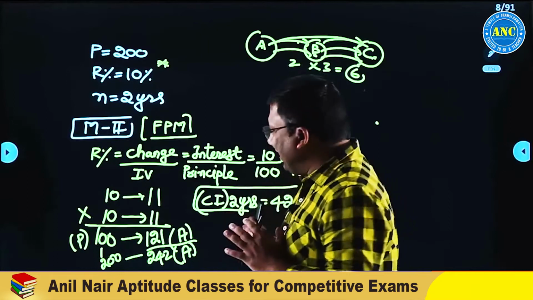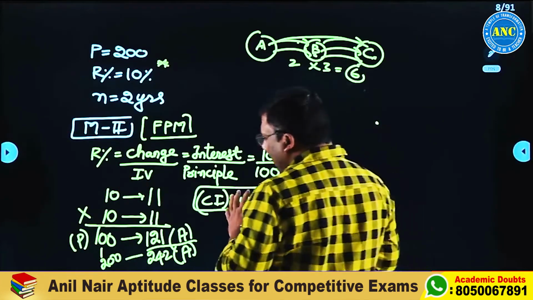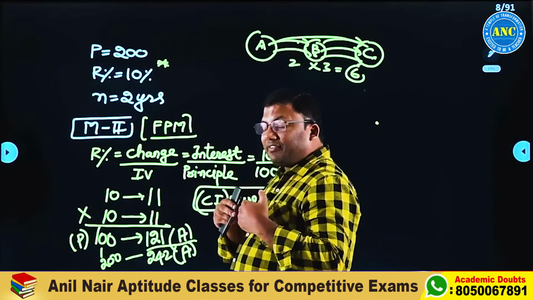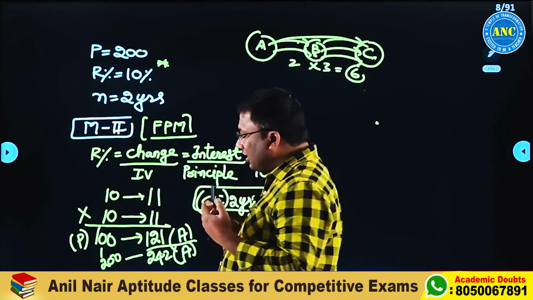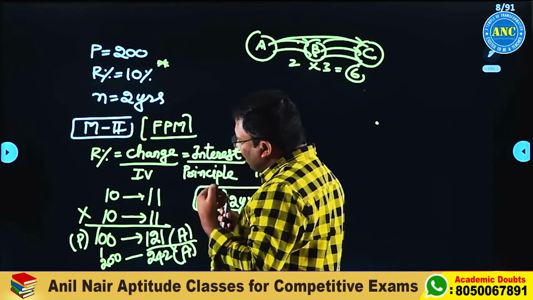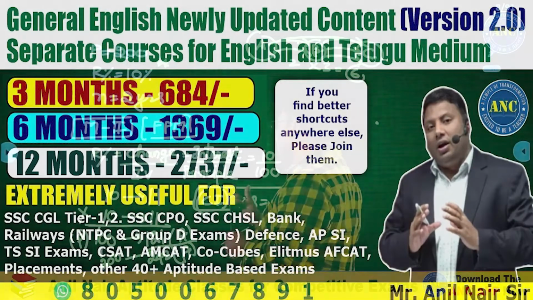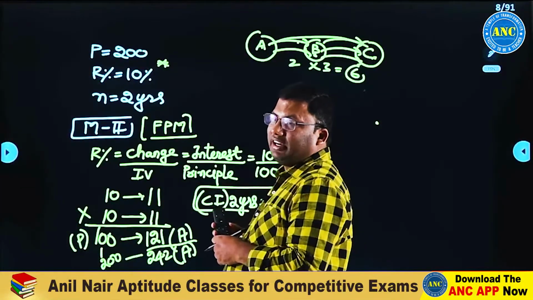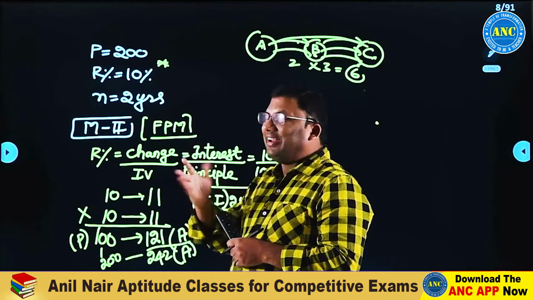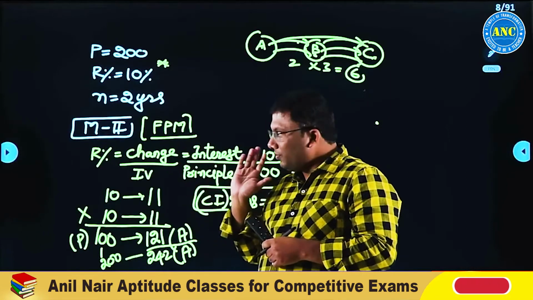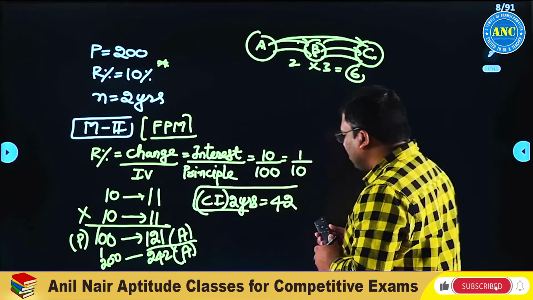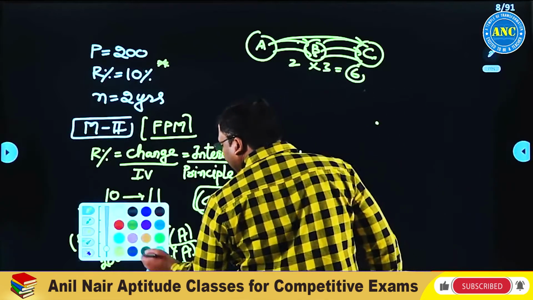I hope the idea is clear. 100 is becoming 121. Instead of 100, the value is 200. 100 2s are 200. 121 2s are 242. Total compound interest for 2 years is 42. For particular second year, you cannot determine. This is method 2.